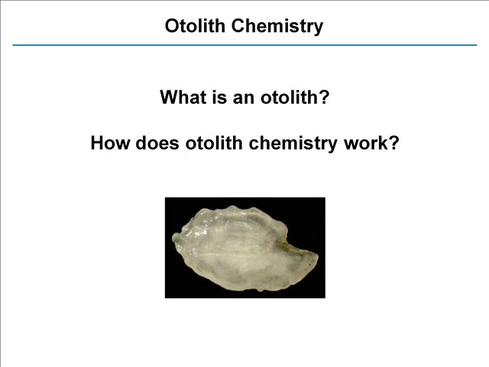So the way we've got around being able to figure out the life history of fish throughout their entire life is to focus on something referred to as otolith chemistry. I'm going to go through, first of all, what an otolith is. They're commonly referred to as ear bones, and that's ear spelt E-A-R. I'm also going to focus a bit on how otolith chemistry actually works.